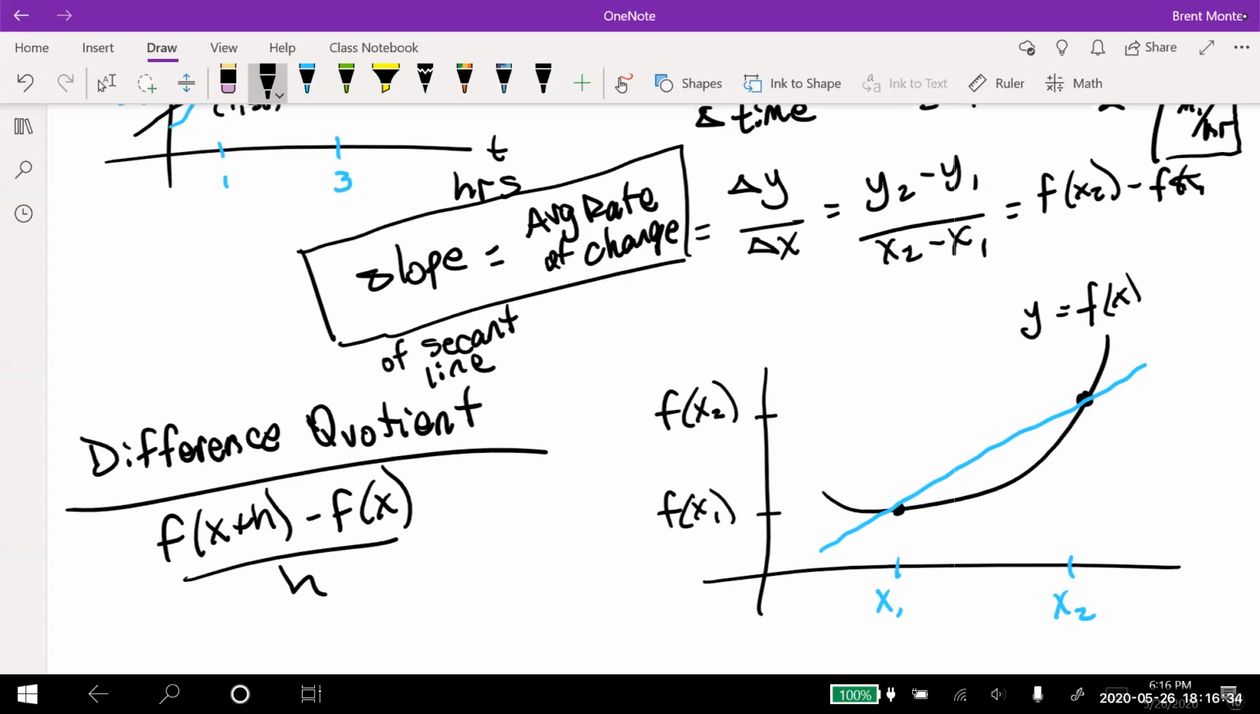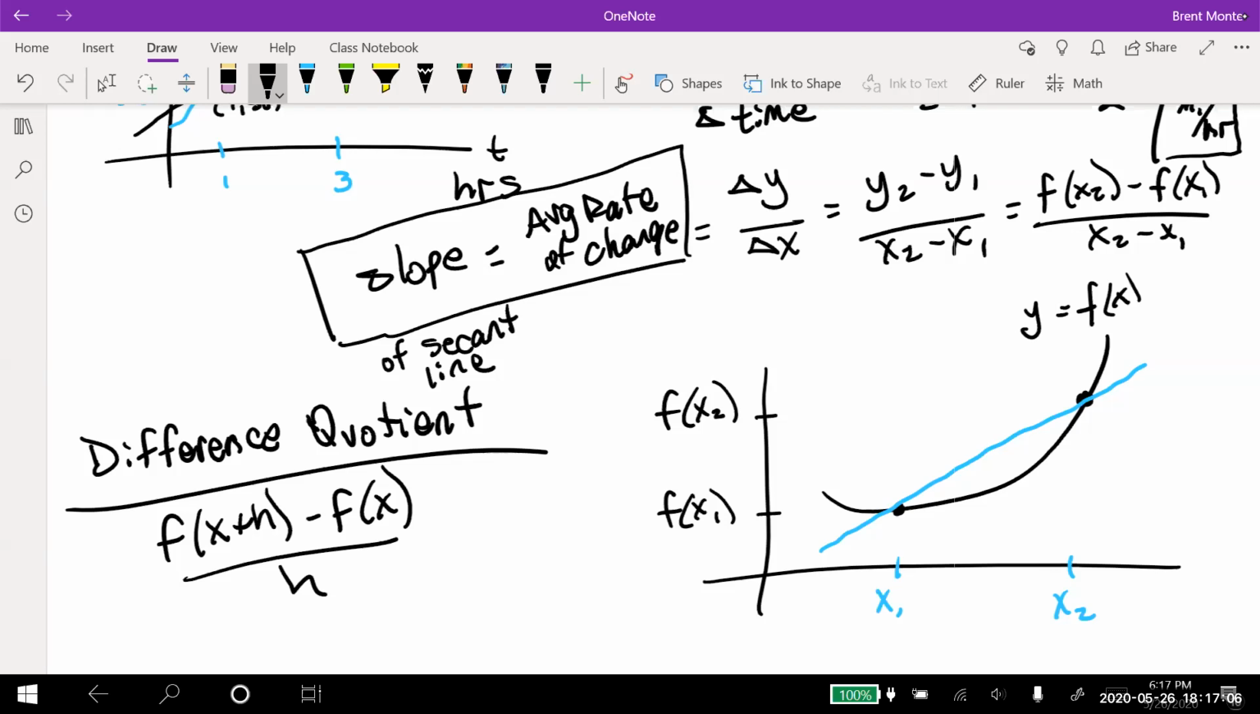Oops, that didn't come out as nicely as I'd hoped. Let's erase that. Okay. So it's f of x2 minus f of x1 over x2 minus x1. That's just a function way of writing the y values. Remember, the y values are always the function values. But that's what I have here. That's the slope of this. But here's what they say.